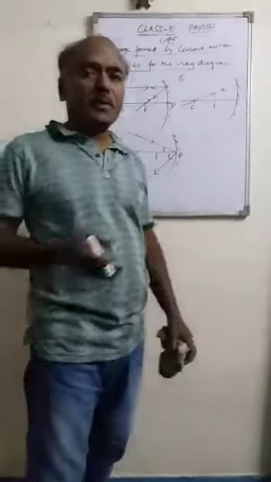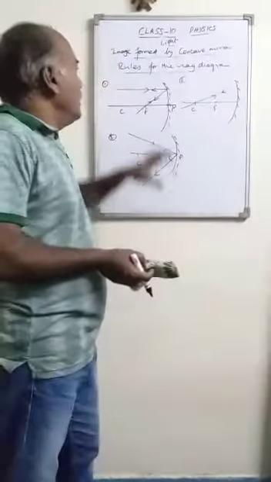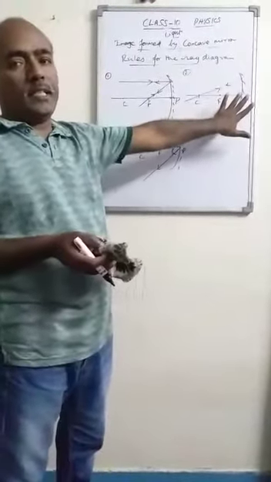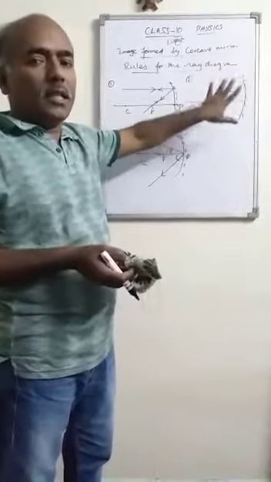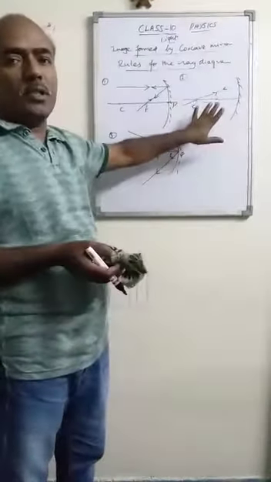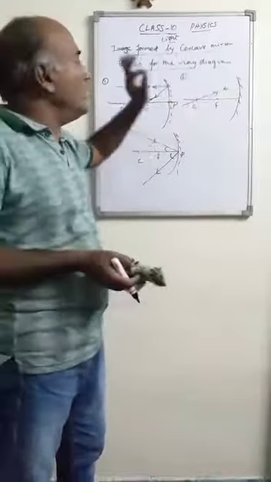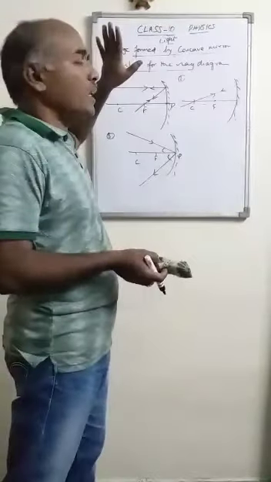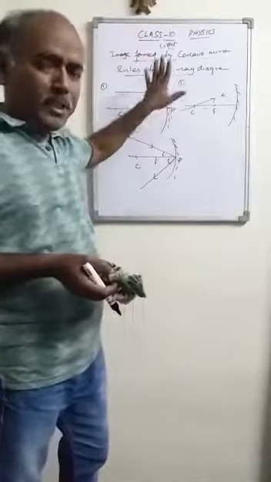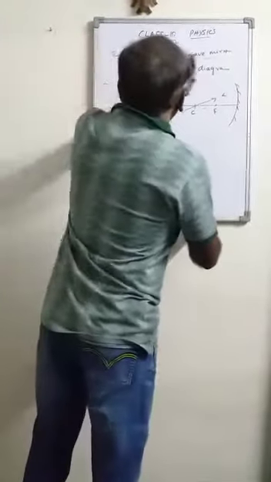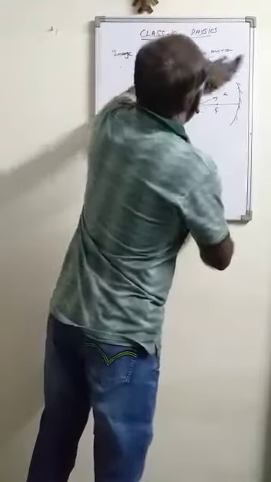Let us continue the same thing that in the last class we discussed, the rules for the ray diagram. These rules for the ray diagram are used to draw the image formation, to find out the image formation by either a concave mirror or a convex mirror. Now I will go to the image formed by the concave mirror.